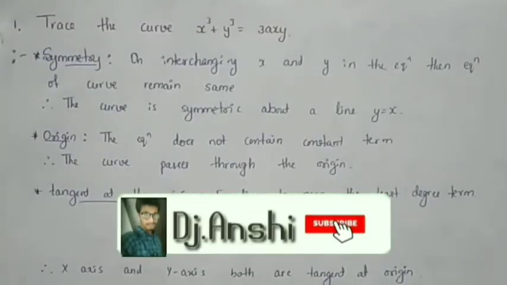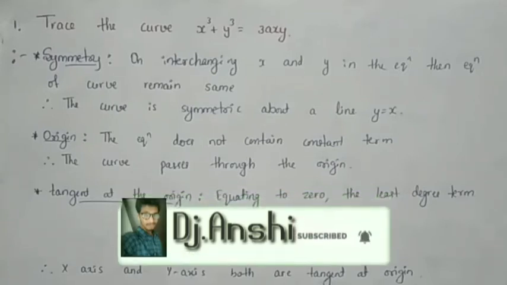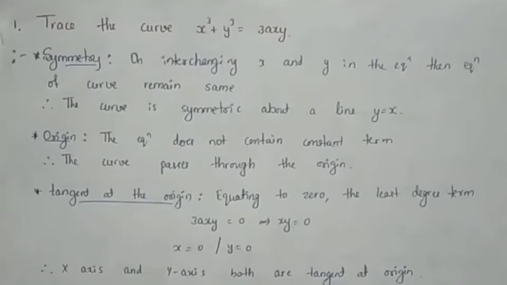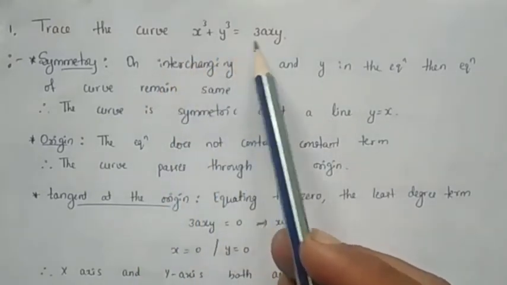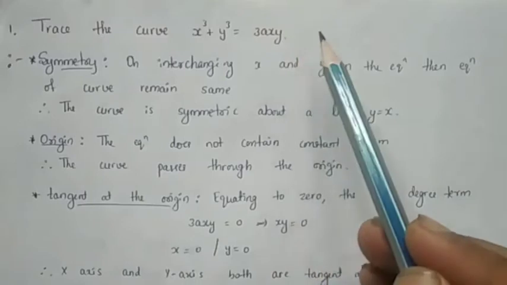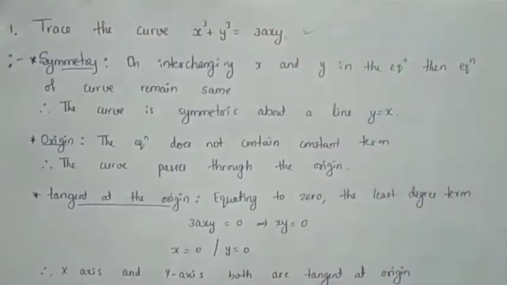In the previous classes, we learned about the concepts of the tracing of Cartesian curves. Today we continue the part of the tracing of Cartesian curves. So, let me move on to the problems. Trace the curve x cube plus y cube is equal to 3axy. This is one of the very important questions.